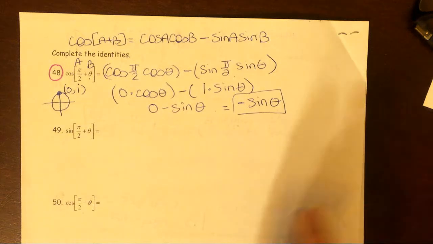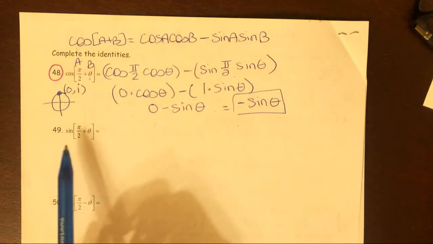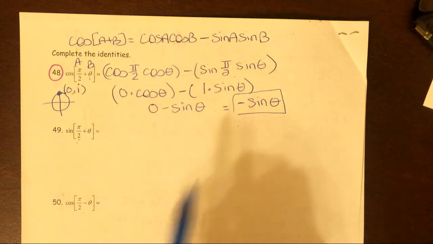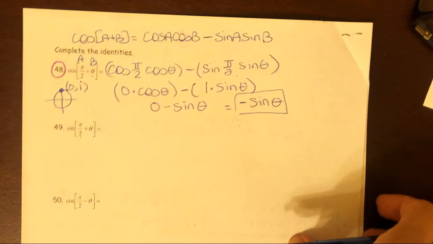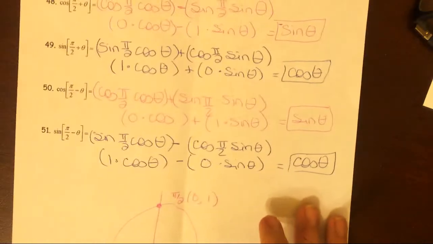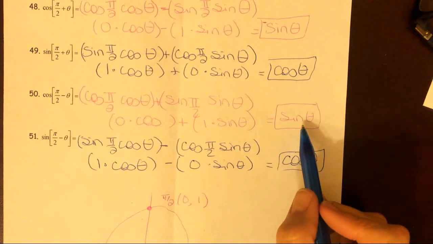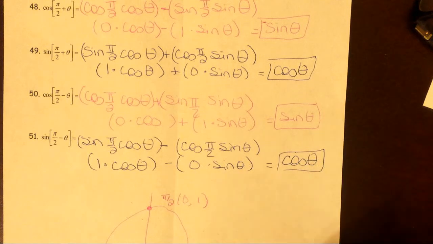Okay, you're going to do the same thing for 49, you're going to do the same thing for 50, and you're going to do the same thing for 51. You're going to plug into the formula, you're going to evaluate at the radians, you're going to go plug in, and then things are going to start disappearing. You're going to be left with one word. So try them on your own, pause your video, come back and check. So here are our answers. 49 should be cosine theta, 50 should be sine theta, and 51 should be cosine theta.